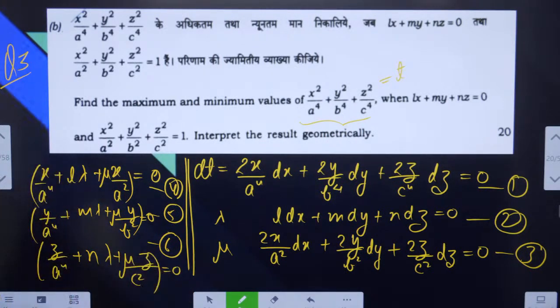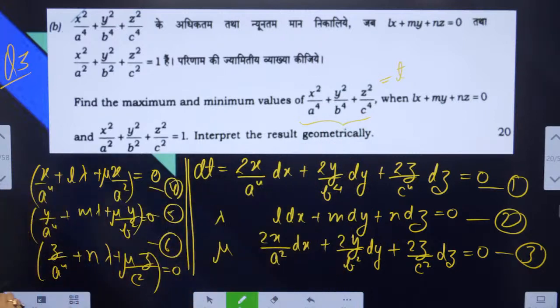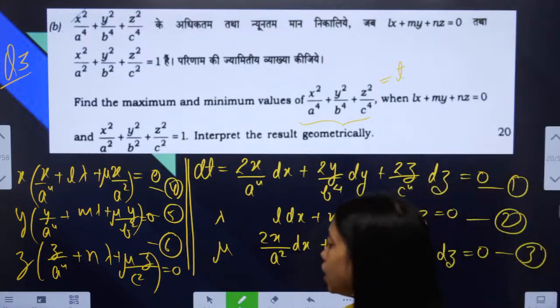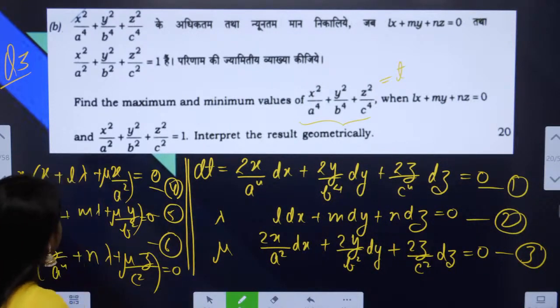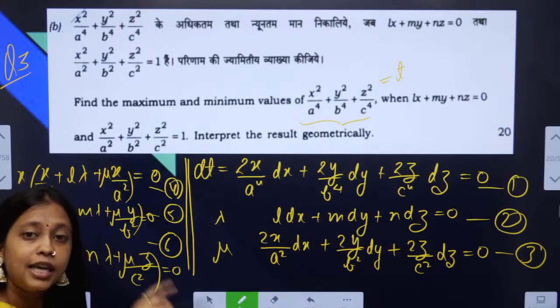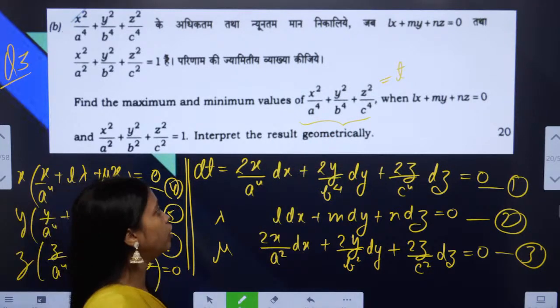Now what can you do? You can actually multiply them, because I want the expression x square plus a raised to power 4, this value. So you can multiply this with x, this with y, this with z, add them, and you can get a value of lambda. Then use that value of lambda to calculate the values of x, y and z. Those values of x, y and z will give you the maximum or the minimum value of your expression.